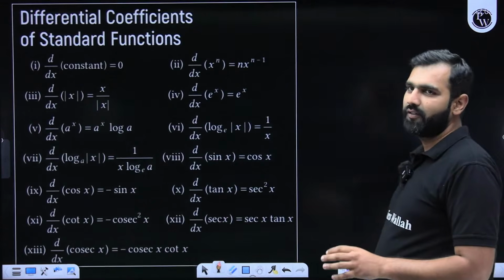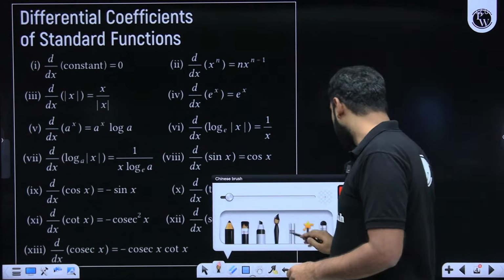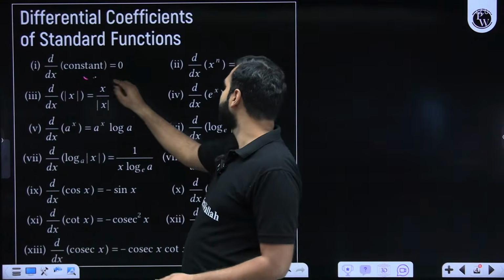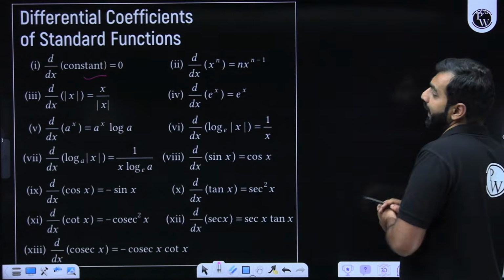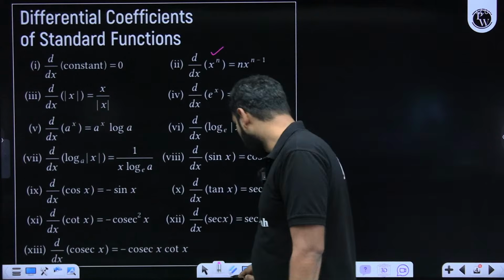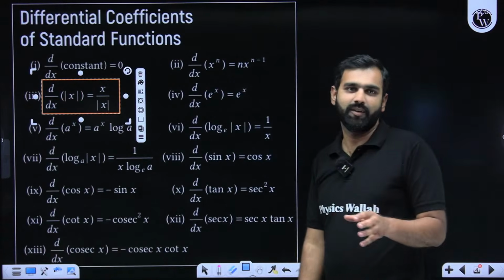So let me make you revise the basic standard formulae from differentiation, the derivatives. I hope you know that the derivative of a constant is 0, the derivative of x to the power n is n x to the power n minus 1, and the derivative of mod x. This is something you all got to remember, that you need to take care of the derivative of mod x. It is always x upon mod x.